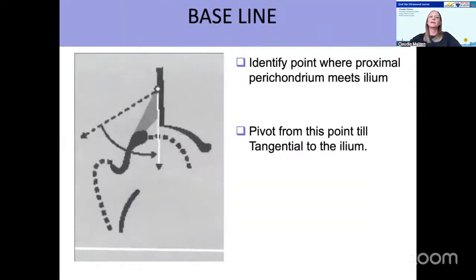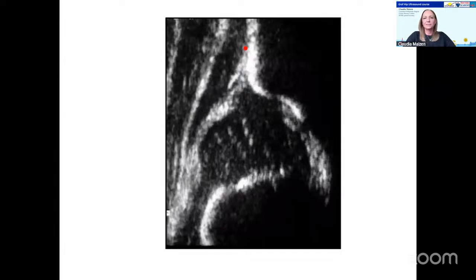So how do we measure? We have 3 lines that we draw. We have a baseline, which comes from the attachment of the proximal perichondrium on the ilium. So we identify this point, which is also called the Z point, and then we pivot this line until we touch bone. So to demonstrate that, that's our Z point. We have the proximal perichondrium attaching to the ilium, and then we have a line that we just draw tangential to the bony roof.